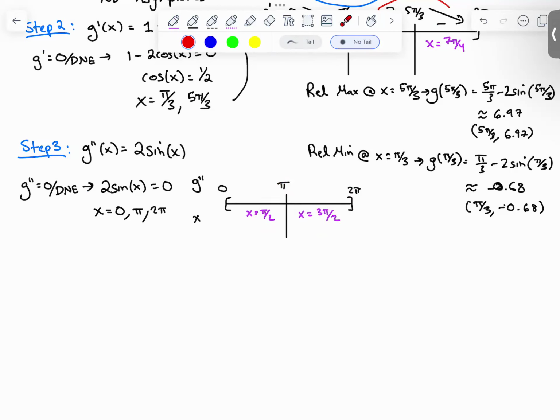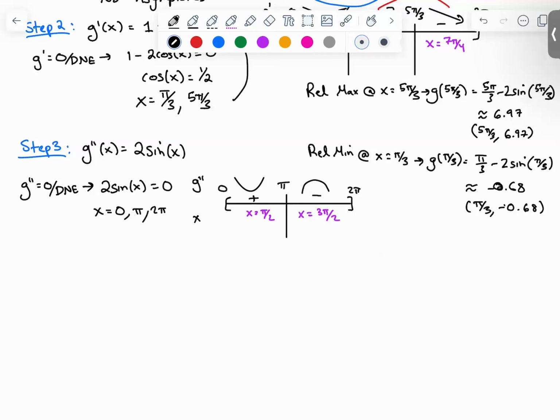So either way, if you plug in pi over 2, sine is positive. So it's going to be a plus sign here, which means it's concave up. And then plug in 3 pi over 2, sine will be negative. So it's a negative over here.